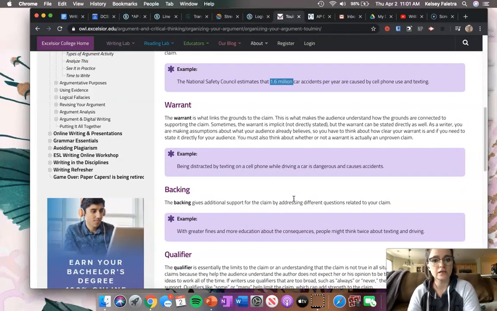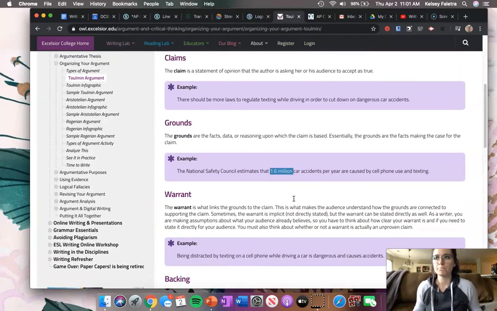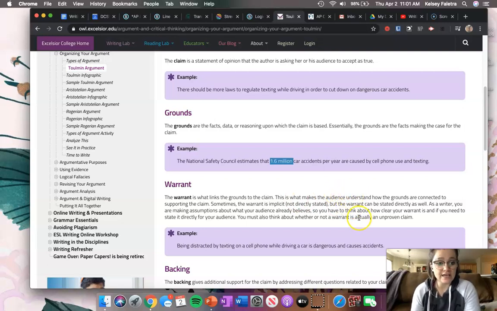The warrant links the grounds back to the claim. Just like in a rhetorical or literary analysis, we're connecting things back to our thesis. It makes the audience understand how the grounds are connected to supporting the claim. Sometimes the warrant is implicit, but I want you to make yours explicit. I want that line of reasoning clear, because for the purposes of these particular arguments, you are writing for an audience that wants clarity, not ambiguity. Our understanding of the rhetorical situation is a clear argument. There is no room for ambiguity.